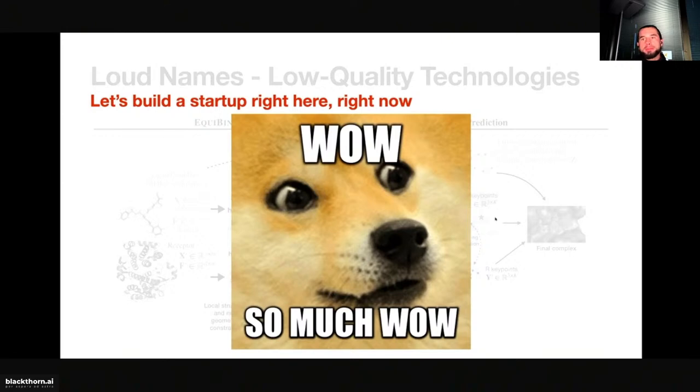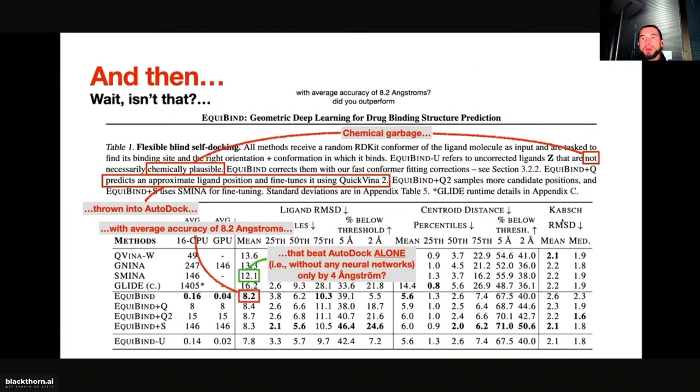Except through specialists, because they don't only look at the pictures, they read the papers. And if we read the paper, actually, see, here is the table. So if we read it more precisely with more attention, we will understand that this EquiBind just proposes to us uncorrected, chemically implausible molecules. It means chemical garbage.